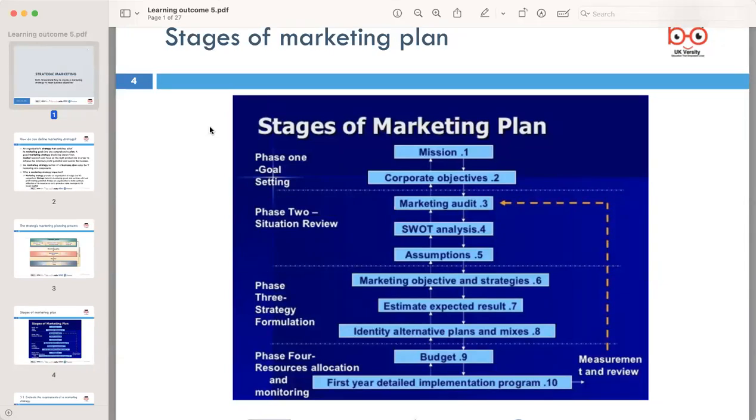Then marketing audit and situation review. In this stage, a comprehensive marketing audit is conducted. This includes a SWOT analysis, which assesses the organization's internal strengths and weaknesses, as well as external opportunities and threats. Assumptions made in the planning phase are critically reviewed.